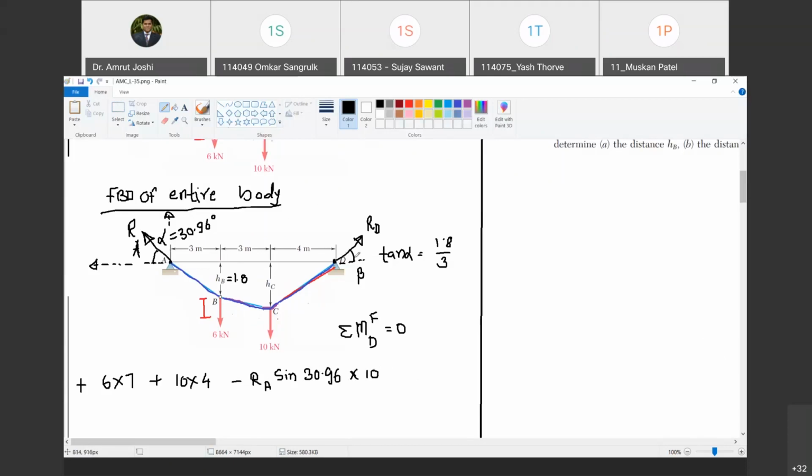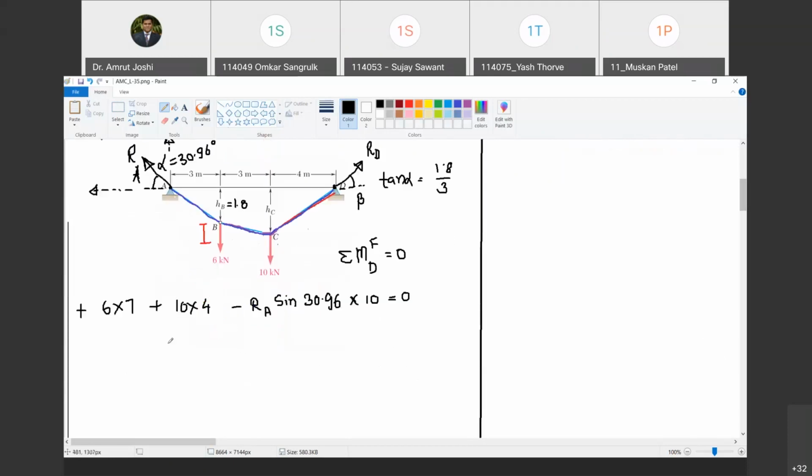Can RD cause any moment about D? No, because its line of action passes through D. So therefore, this has to be equal to 0. That directly gives me the value of RA. Do you agree with me? So just calculate the value of RA and tell me how much it is. RA will be equal to 42 plus 40, this entire thing divided by sine of 30.96. Can you tell me how much is that?